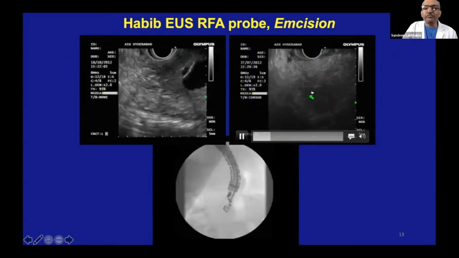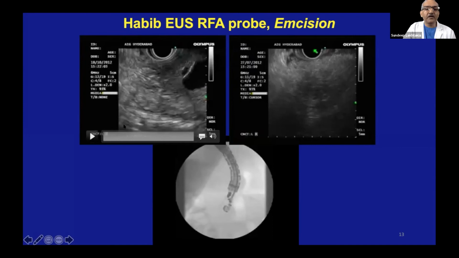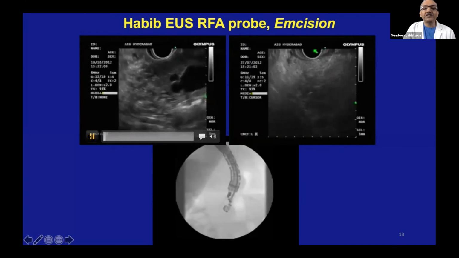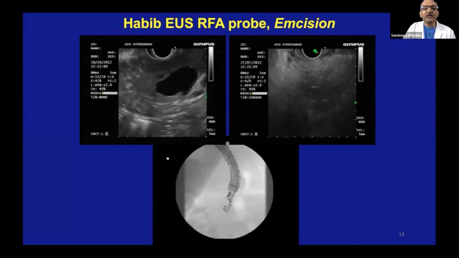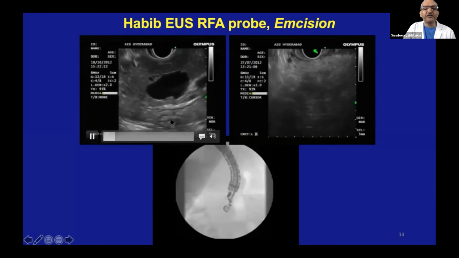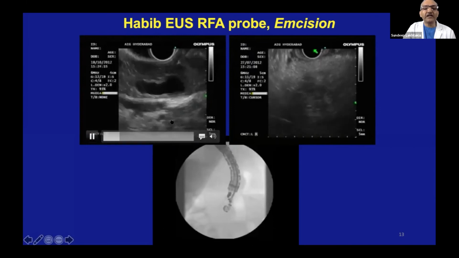In this, you have to pass the needle till the end, then withdraw the stylet, and through the needle you pass the wire, and gradually keep pulling back the needle while pushing out the wire. On the left is a cystic lesion which is being ablated. First you aspirate the cyst through the hollow of the needle, and then you pass the wire.